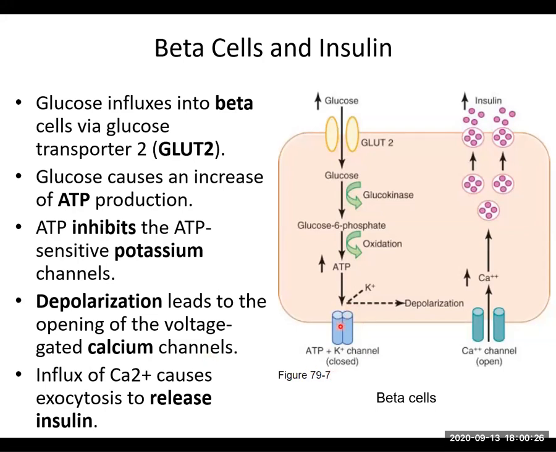So in the beta cell, we have this specialized potassium channel. This is the ATP-sensitive potassium channel. When the ATP increases, it will cause this closure. When the ATP-sensitive potassium channel is closed, potassium cannot leak out, so potassium will remain in the cell. And is potassium a positive or negative charged ion? It's positive, sorry.